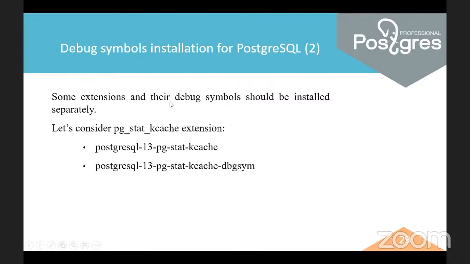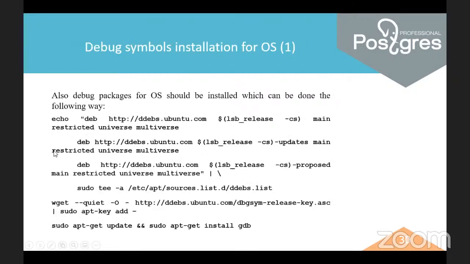As for the pg_stat_kcache extension, you should install the following packages, and you will have almost all the information you need. The second thing is sometimes optional. However, in some cases we need to install some packages for the operating system itself, and the reason is that Postgres has some dependencies.